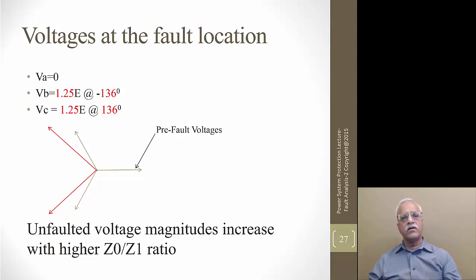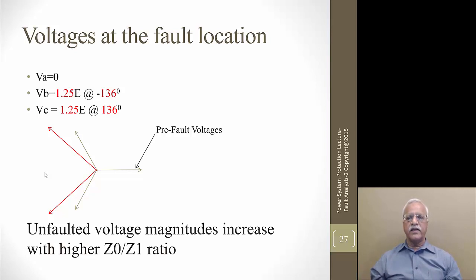So if you want to keep it below 1.25, then your Z0 to Z1 ratio must be equal to 3. This is very important in your system. If you have a grounded system, if you lose a transformer, it becomes ungrounded. You have to put a ground source to keep the other two voltages within this particular range.